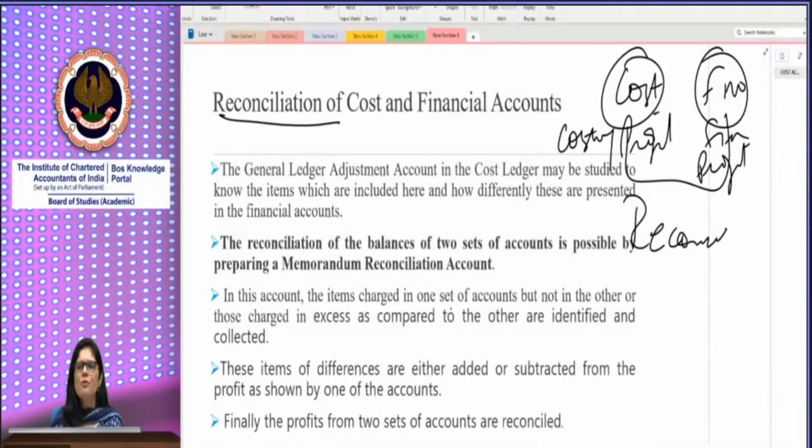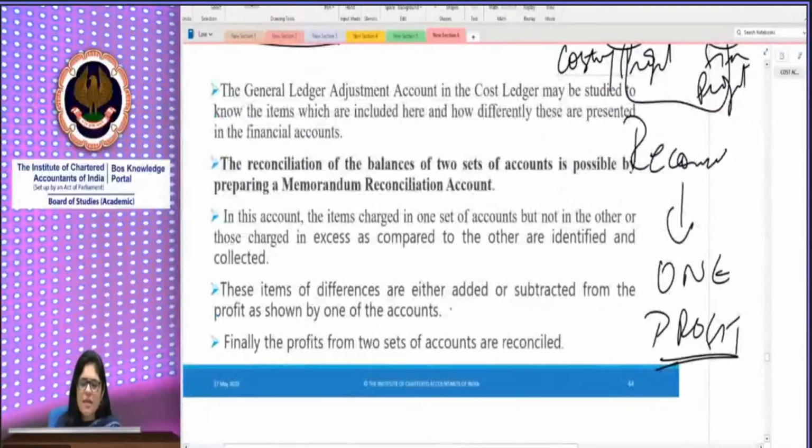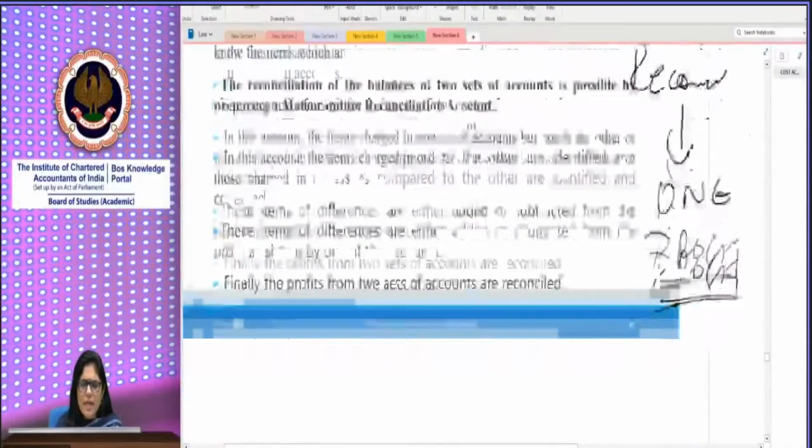So we have two profits. We cannot have two profits. We have to have one profit. Clear? So we will reconcile the profit of costing and the financial. So here we do it. Let us say how we do it. Let me just explain to you.